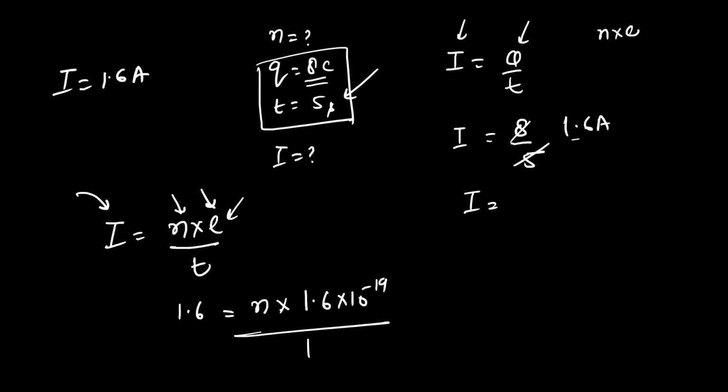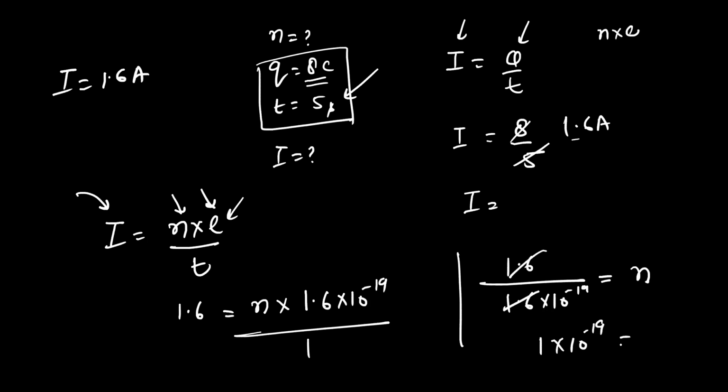Then what you will do here, you will write 1.6 divided by 1.6 into 10 to the power minus 19 is equal to n. Then this will get cancelled, you will get 1, and then this goes upside, so you get 10 to the power minus 19 is equal to n. Sorry, positive 19. So the number of electrons that will pass is 10 to the power 19 per second.